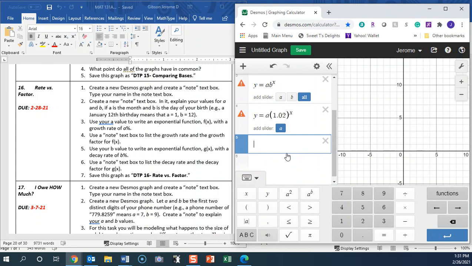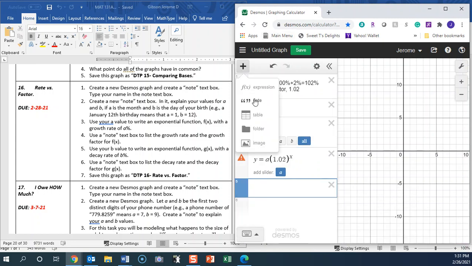Now we come to another thing called the decay rate. That was the growth rate. The decay rate goes like this. Let's say your decay rate was 2%, just to keep it consistent.